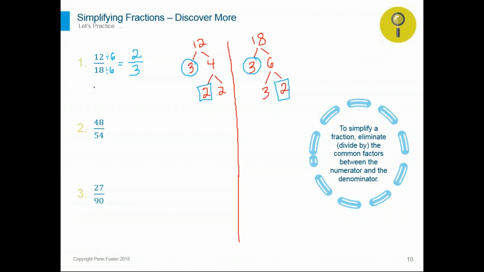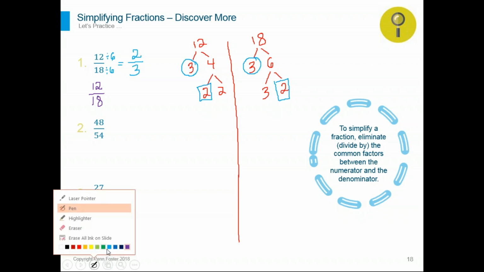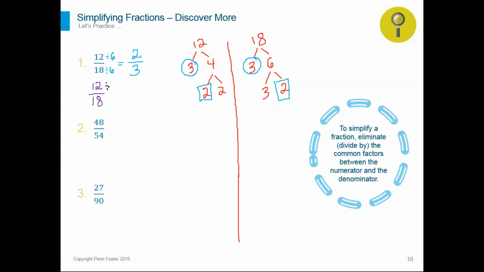So I'm going to write down the original fraction from question number 1 and try it a different way. I'm going to look at the number on the top and the bottom. They are even numbers. I know that even numbers have 2 as a common factor because they are even. They are divisible by 2. So I'm going to divide over 2 and divide over 2.